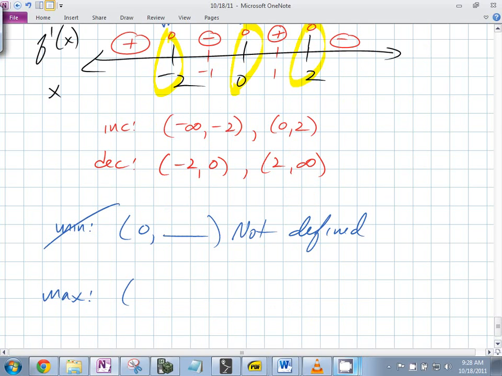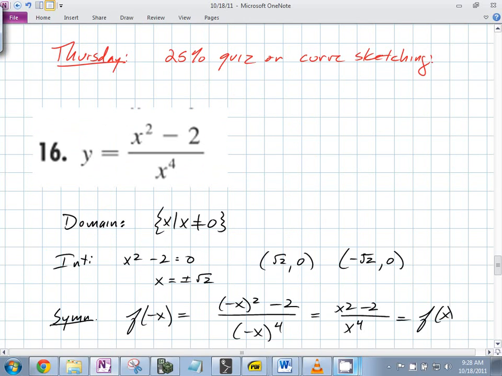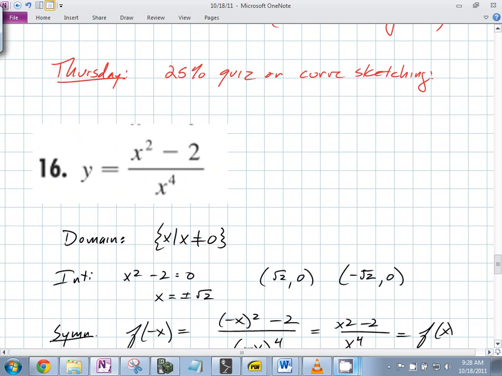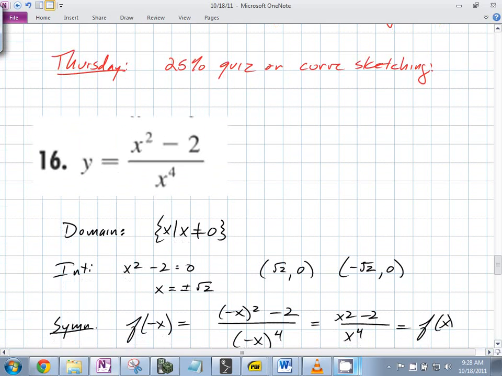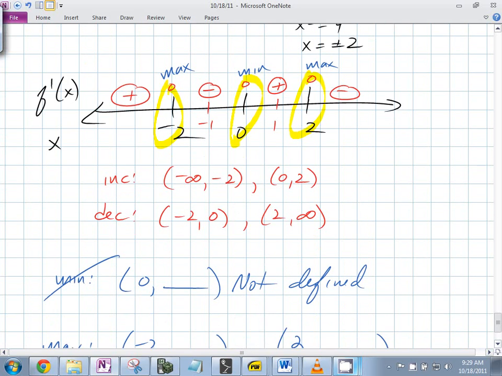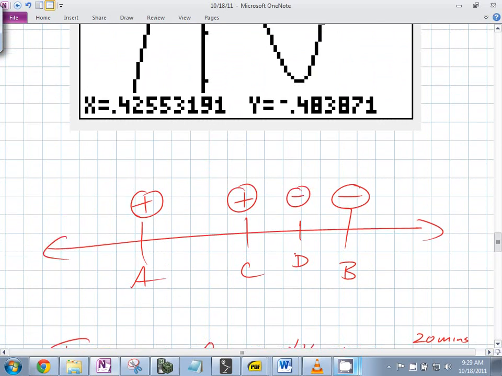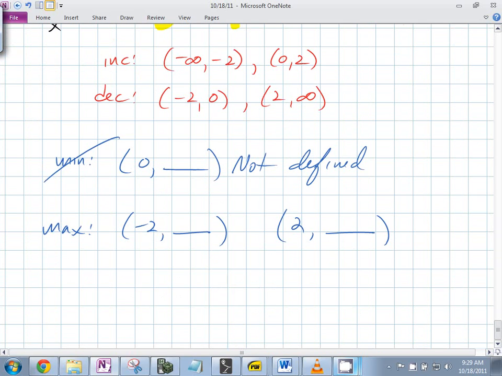Now the original function is this thing. Plug in 2, what do you get? 4 minus 2 is 2. 2 over 16 is 1/8. So when you plug in 2 into the original function, you get 1/8, and when you plug in negative 2, you get 1/8. Is that possible? Yes, absolutely. We know it's even, so bingo. Awesome. Anchoring idea. That's huge.